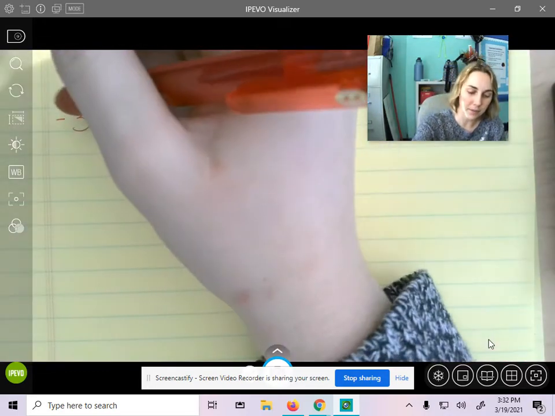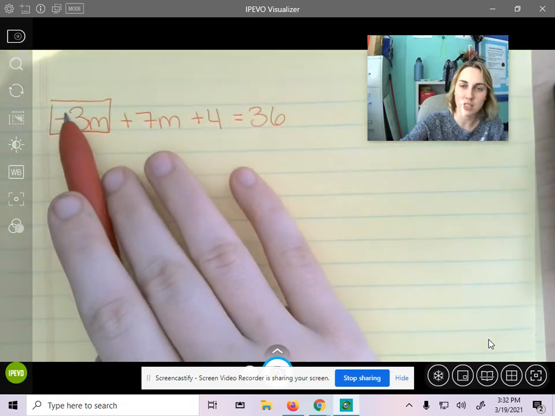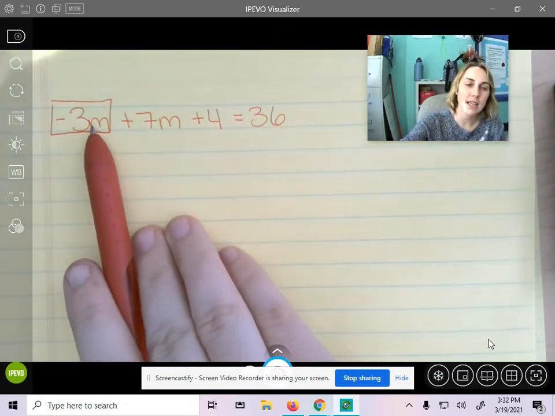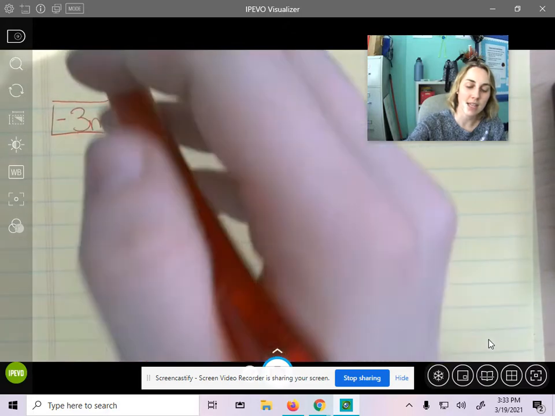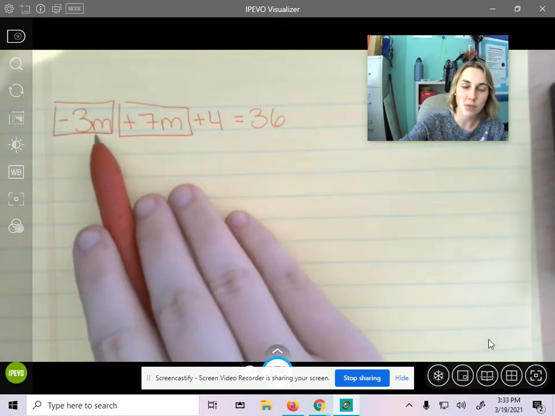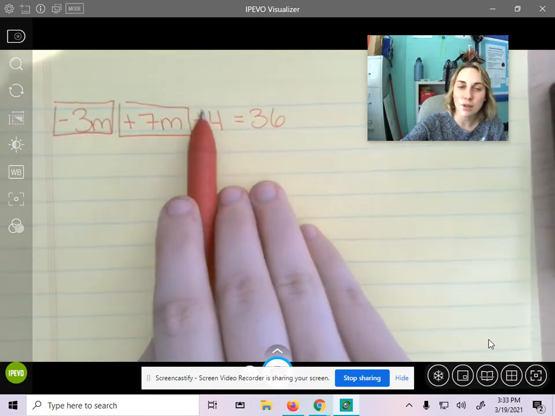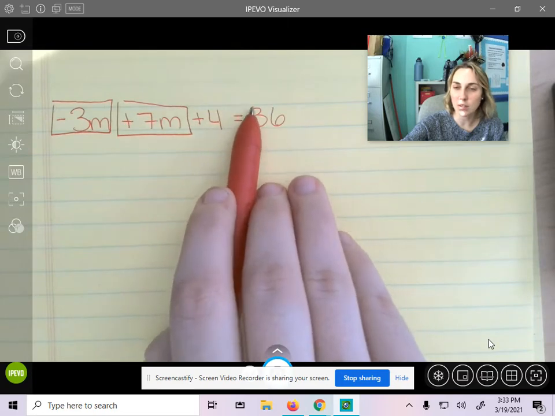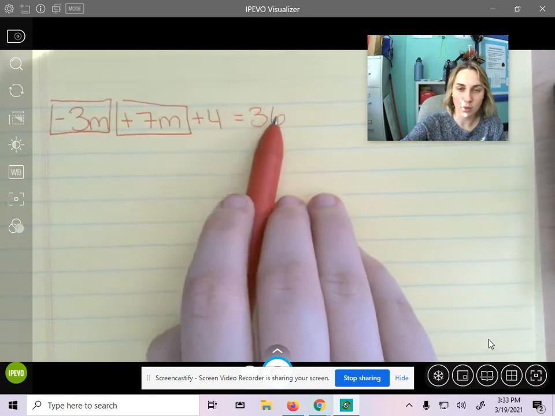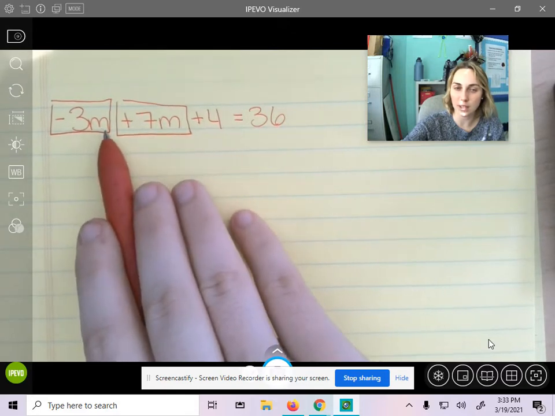So in this case, if I'm looking at my first term, which is a negative 3m, because again, we're taking the operation in front of it, negative 3m is a like term with 7m because they both have the same variable next to them, so we can combine them. Positive 4 does not have any like terms, so I'm going to leave that alone. And this equal to 36, we're not even there yet, so don't worry about that yet. Let's just focus on this side of the equal sign.